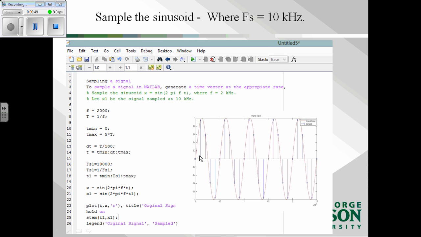What's the difference? This is continuous, and this one is measuring in steps. Because it's only measuring in steps, we did a stem plot instead of doing a regular plot. And what you can see is it matches up where we took the data, but there's some missing information in between.